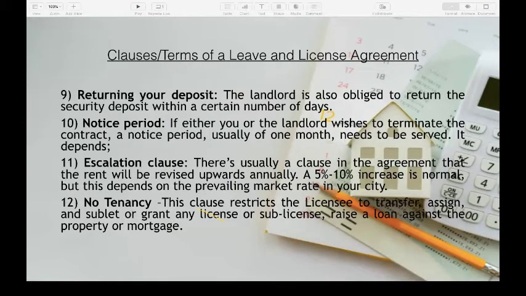Now, notice period. Due to some reasons, I want to terminate my leave and license agreement. Usually, this is known as the notice period. My agreement will contain specific clauses as to how and when I can terminate a leave and license agreement. There are some clauses in which, under given circumstances, the licensor or the licensee will not attract a penalty for terminating. But as I said, for the lock-in period, if I decide to terminate, it will attract a penalty.